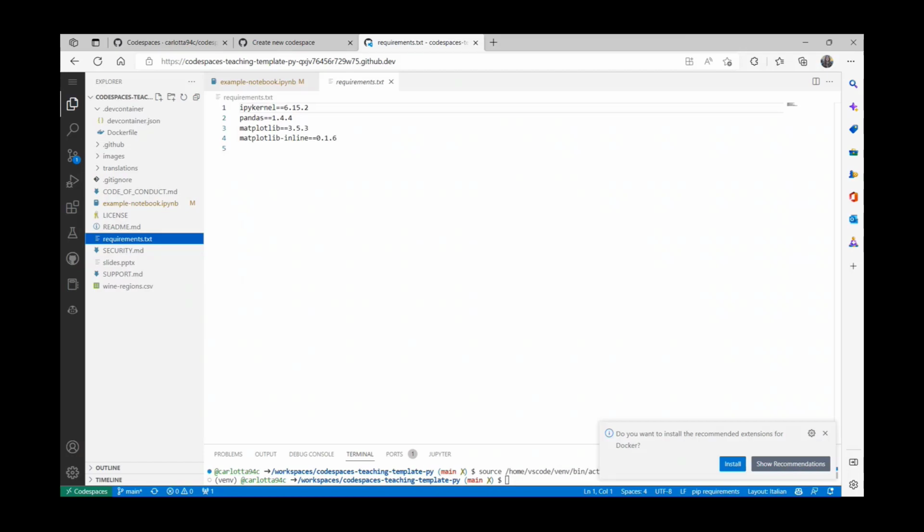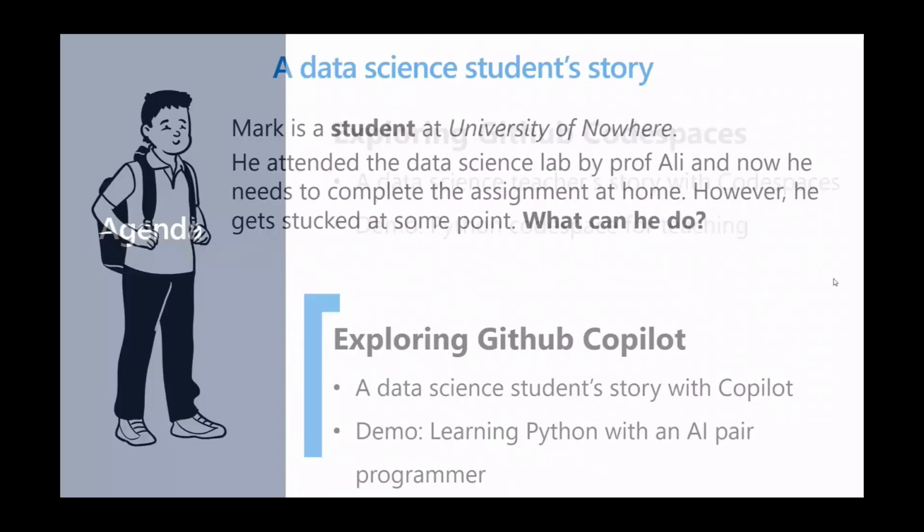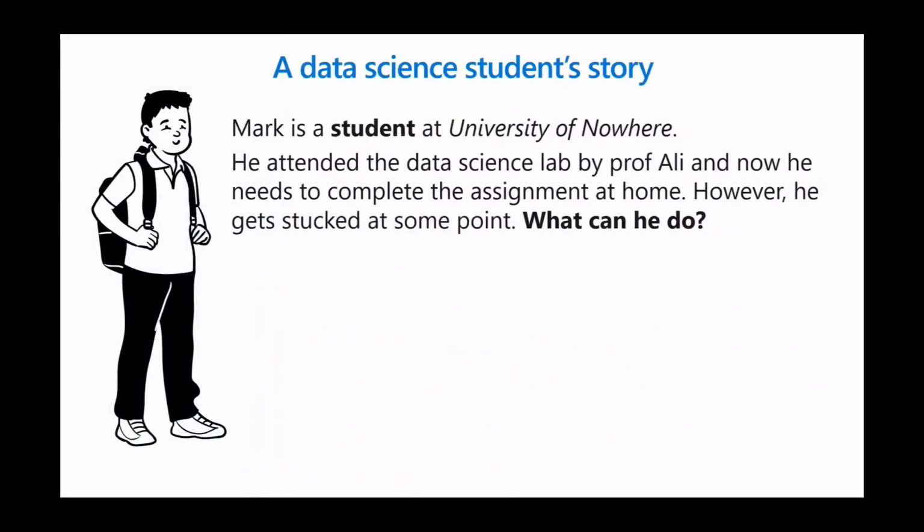But now let me introduce another character of the story. Our new character is Mark. Mark is a student at University of Nowhere, and he attended the data science lab by Prof. Ellie on GitHub Codespaces and Python, and now he needs to complete the assignment at home. However, at some point he gets stuck. So what can he do?